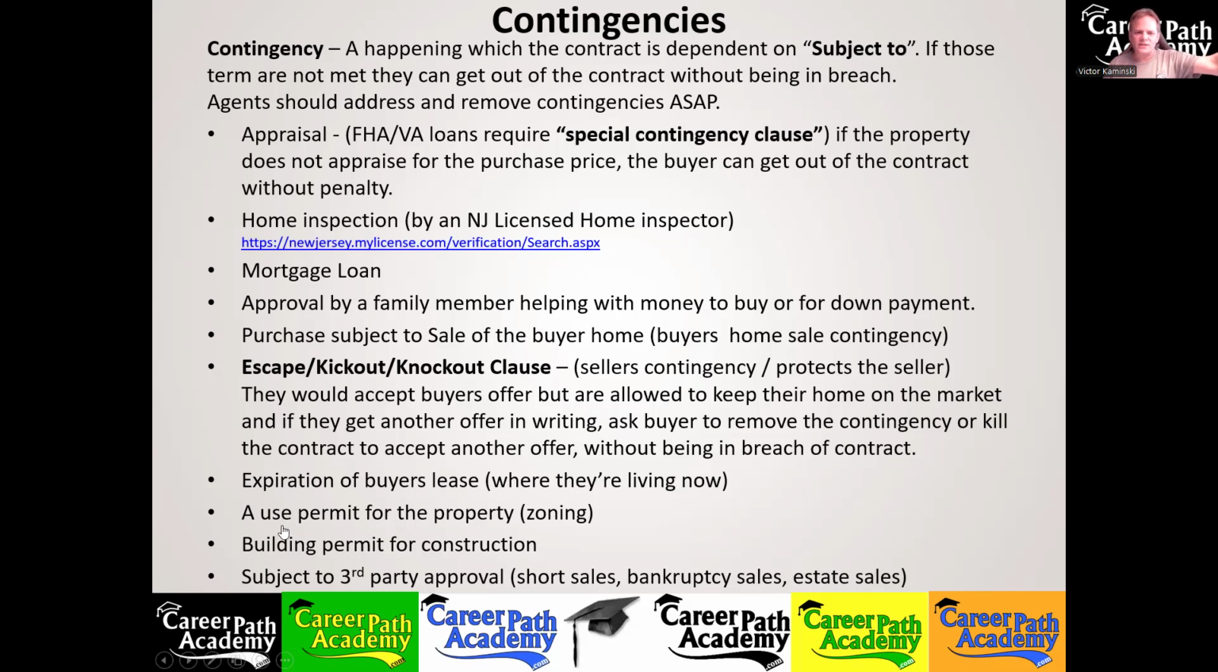A use permit, a contingency on a use permit to get the zoning, because I want to build a 2-family house here, not one family. This is very common in commercial real estate, but we don't prepare the contracts in commercial real estate, where the purchase is subject to them getting the financing and all the approvals and environmental approvals in order to build something that they want. They may need to get approvals from city council in town because it's a big construction project or something. Or a building permit for construction, or subject to third-party approval with short sales, bankruptcies, or estate sales.